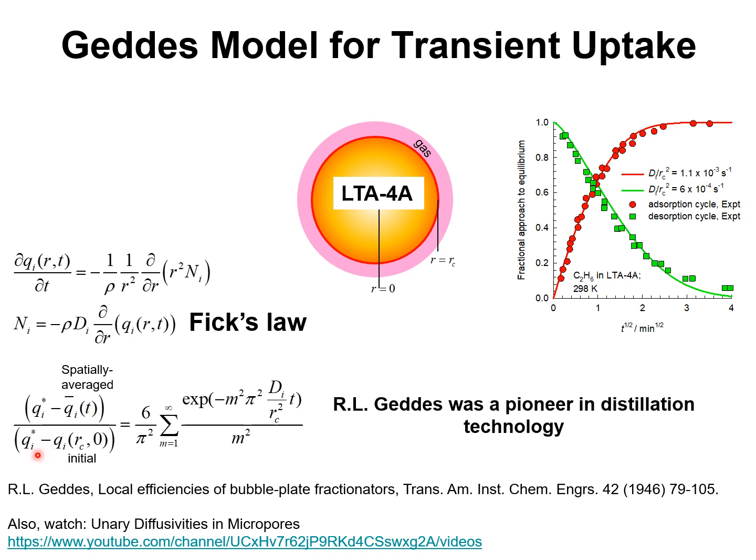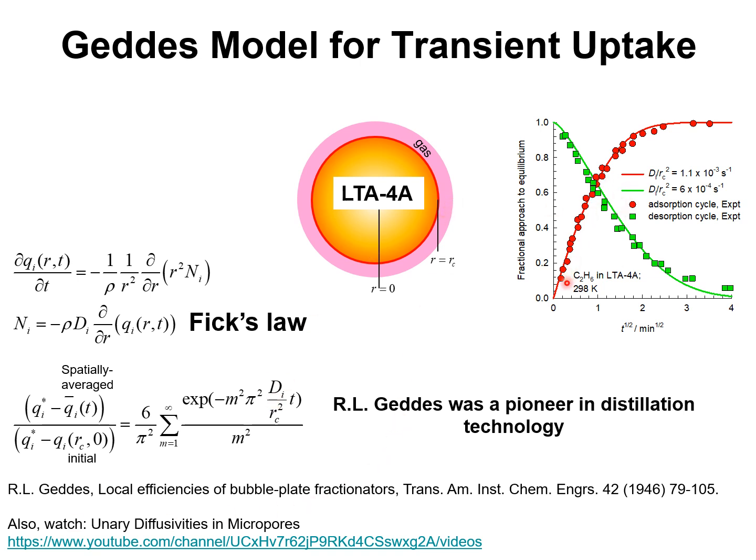The denominator is the equilibrium loading minus the initial loading within the spherical crystallite. The right hand side is an infinite series with a parameter that is described by Di divided by the square of the radius of the crystal.